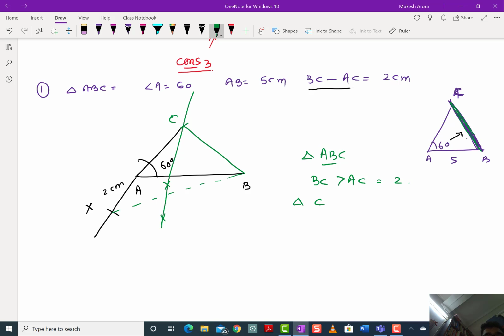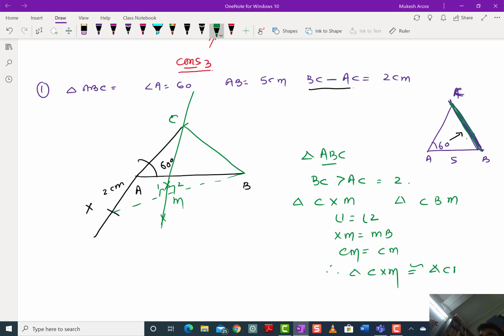we take the triangle CXM and triangle CBM. We will write angle 1 is equal to angle 2 and XM is equal to MB, bisector, and CM is common. Therefore, triangle CXM is congruent to triangle CBM. Therefore CX is equal to BC.